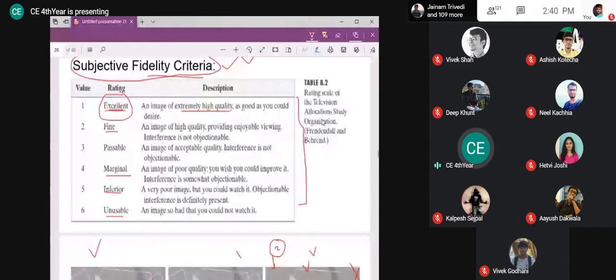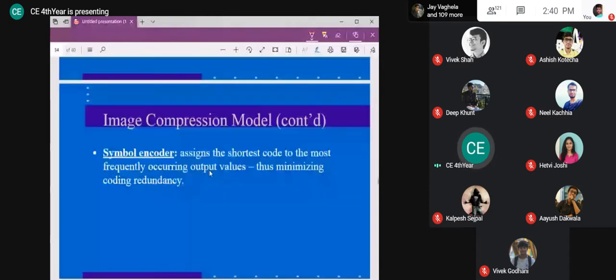Next is the symbol encoder. Frequently occurring output values will have different codes than the less frequently occurring ones. That's why it is removing the coding redundancy. So these are three steps. Now the output of this mapper, quantizer, and symbol encoder is given to the next stage, and the output will be compressed data, which is used for storage and transmission, as I told.